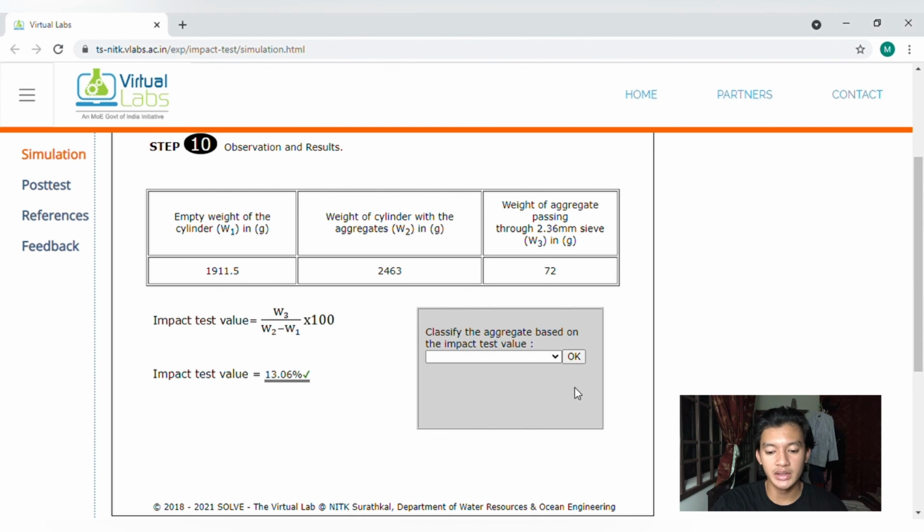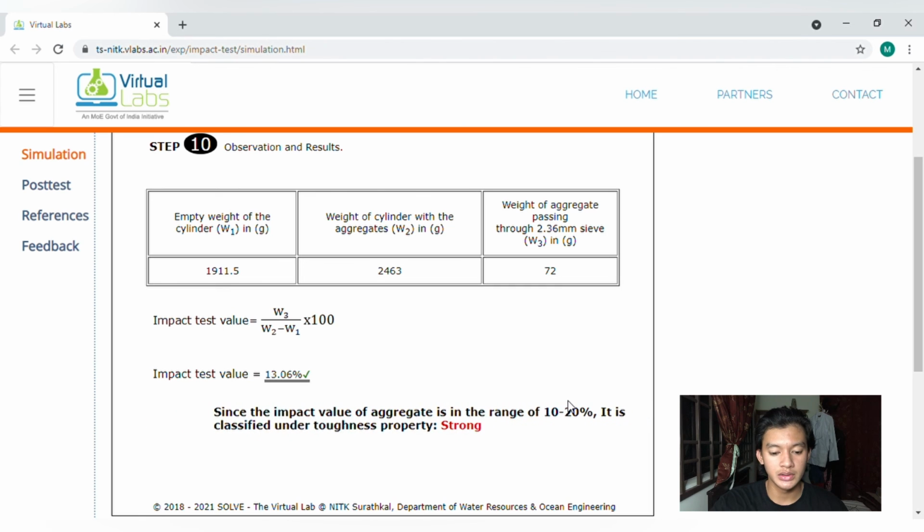So classify the aggregate based on the impact test value. The answer is strong. Okay, the conclusion: since the impact value of the aggregate is in the range of 10 to 20%, it is classified under toughness property as strong. Thank you.